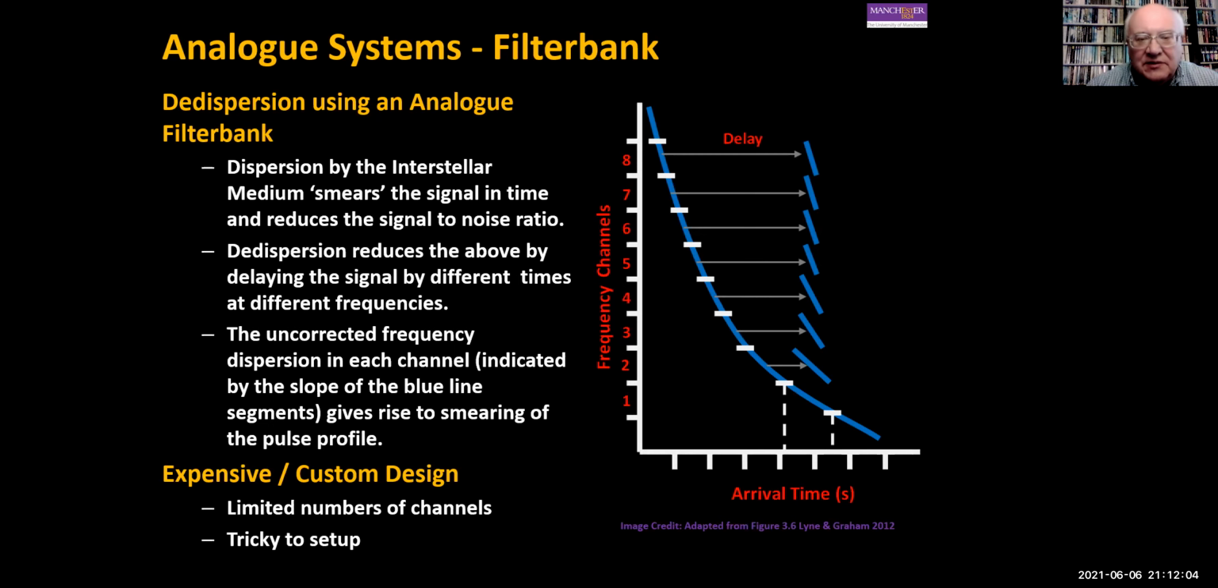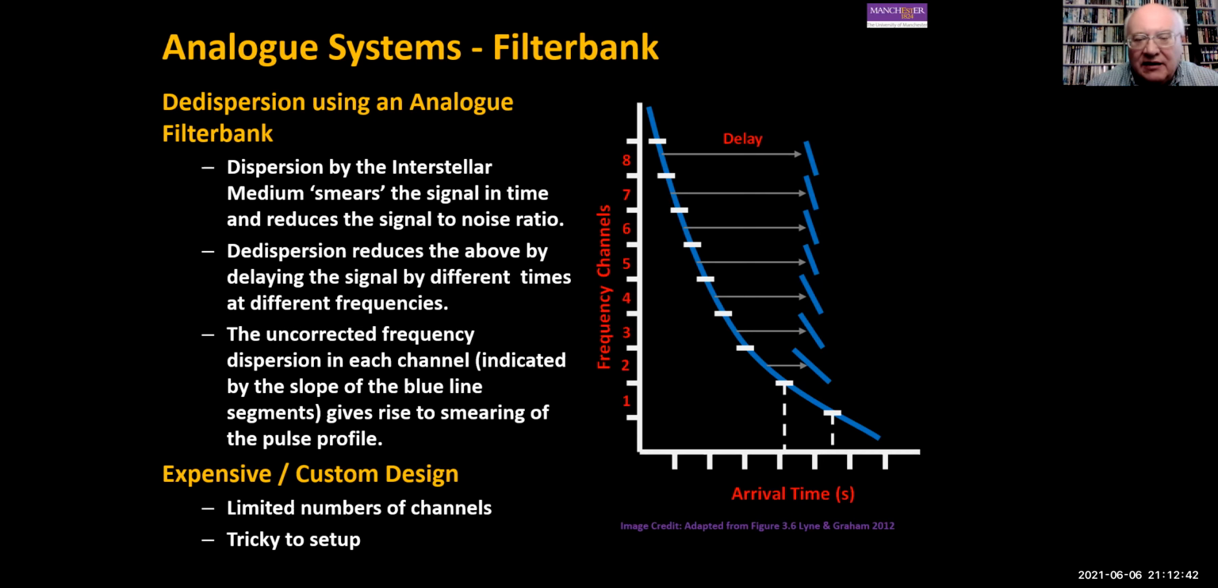The next analog system is a filter bank. We've talked about dispersion before and the fact that pulsar signals can be quite faint. Dispersion means that the signal is spread over quite a number of rotation periods or even a number of seconds, so it's very faint. If we can somehow determine the dispersion and de-disperse the signal, we combine the signals in different frequency channels together to get a brighter pulse that we can detect with less sensitive equipment.